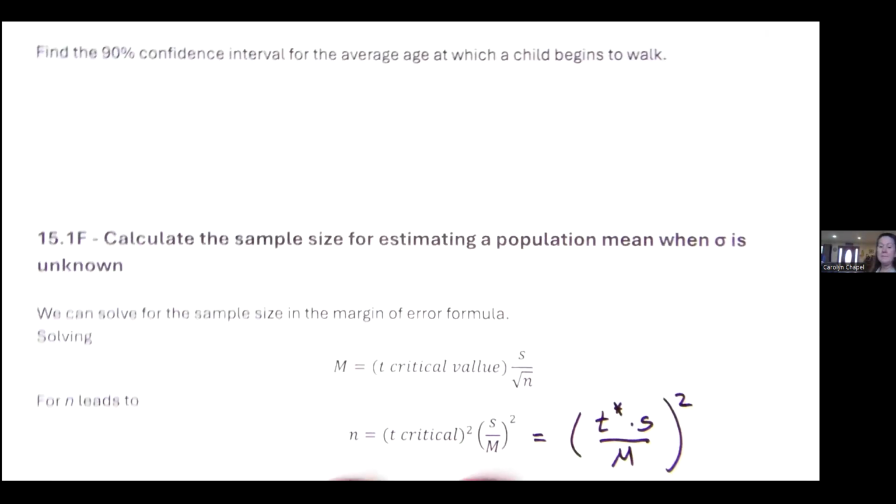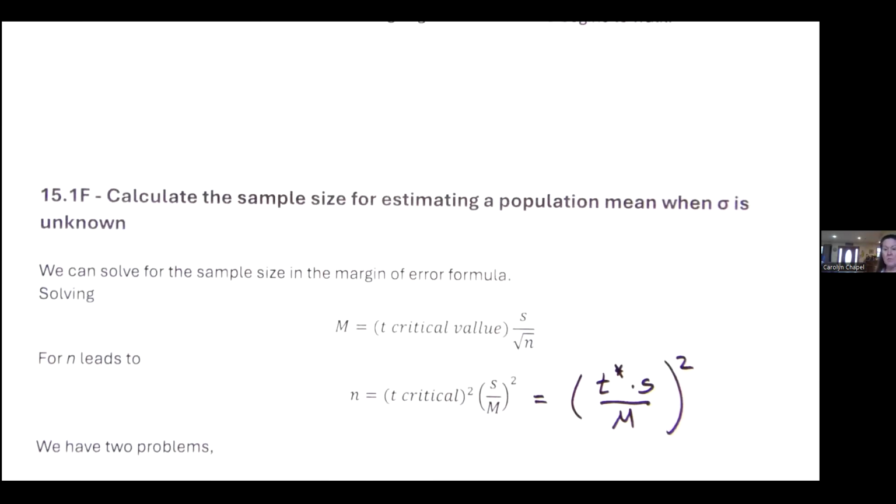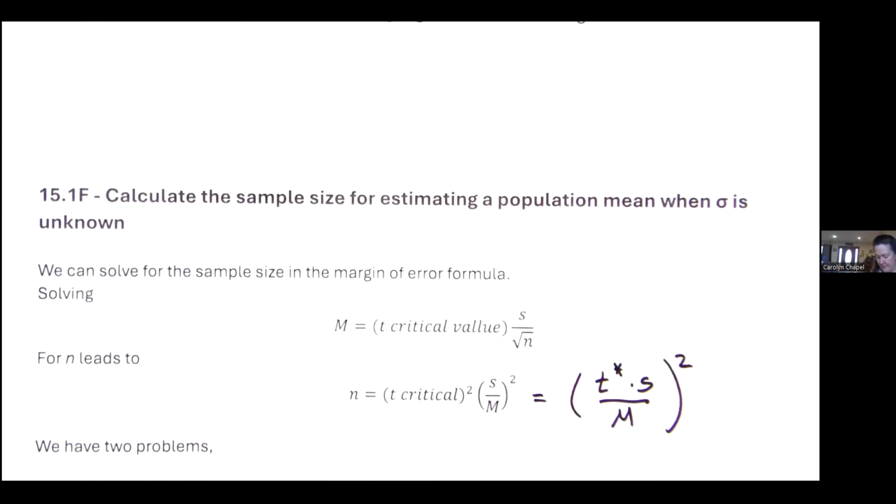T star times my S all over my M, and then square it. Okay, we have some problems and you might not notice them right off the top because, you know, we are looking for N. Well, if we are looking for N and we needed to calculate T star, the thing we need for T star is degrees of freedom. And degrees of freedom is N minus 1, but I don't know N. So I can't do degrees of freedom, so I can't find T star.